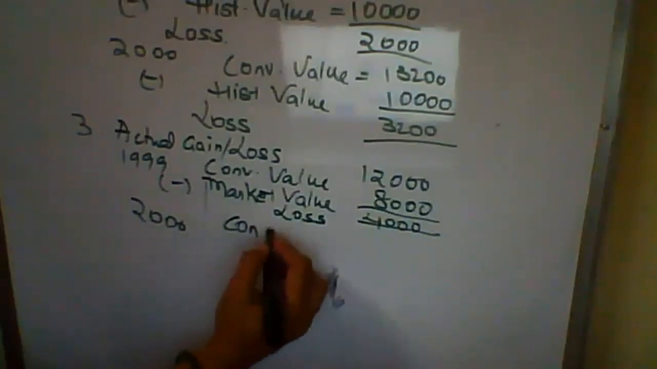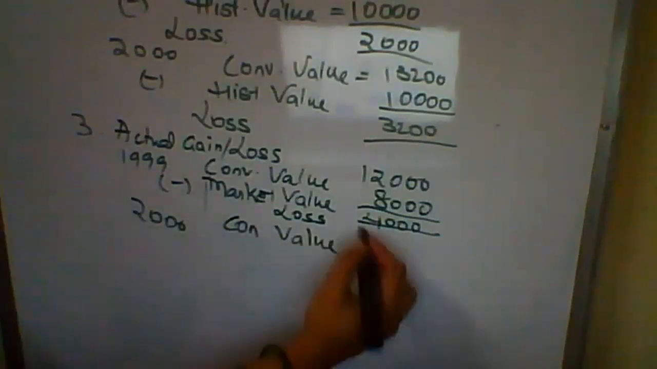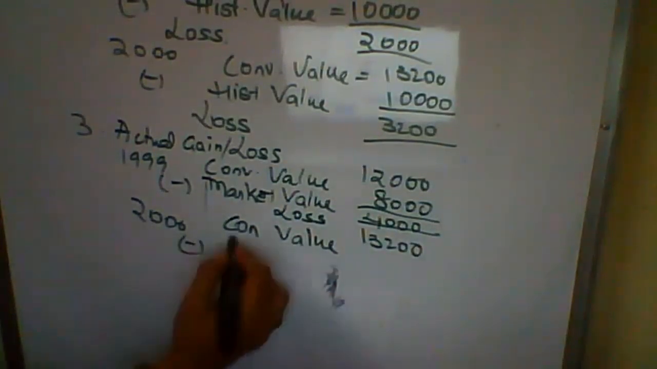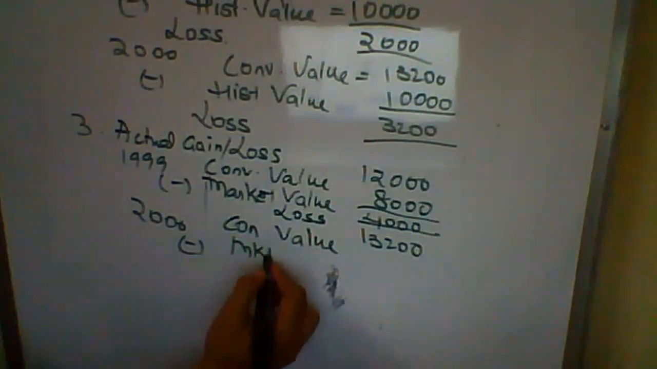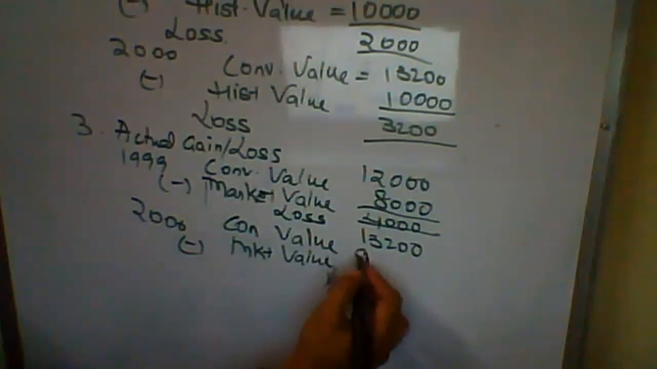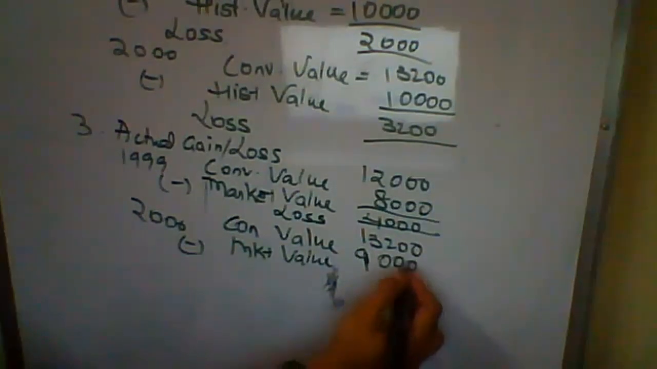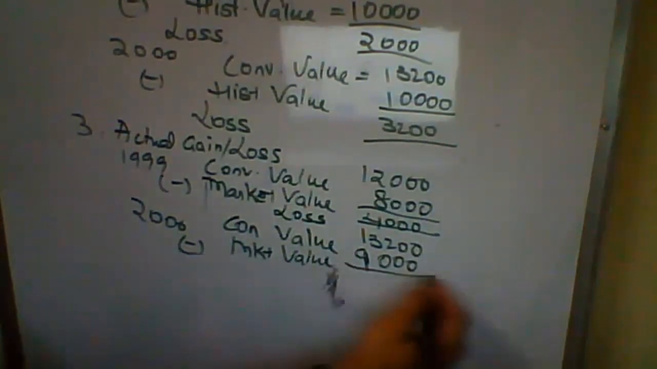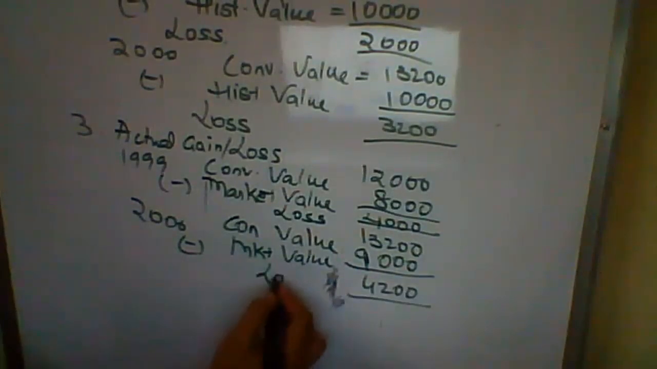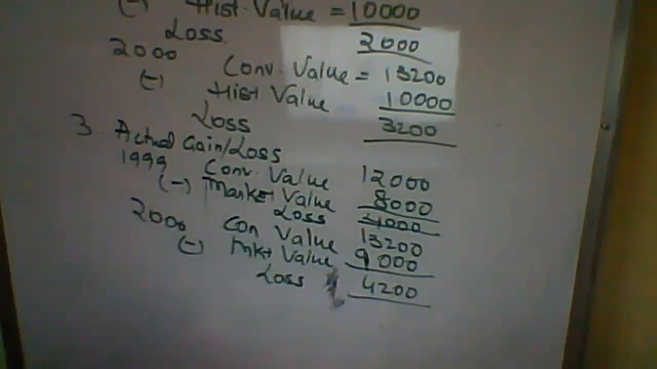In 2000, converted value 13,200 minus market value is 9,000. So you get a loss of 4,200 in 2000. Did you understand that?